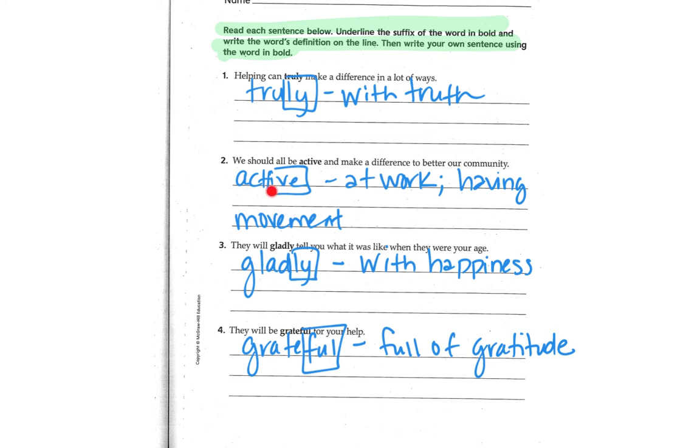I took active, the bold word. I put a box around the suffix, which is IVE, and it means at work or having movement. Gladly, put a box around LY, means with happiness. Grateful, I put a box around FUL, which is the suffix, and this means full of gratitude or full of being grateful. Okay, full of feeling very grateful in life. Okay, showing a lot of gratitude.